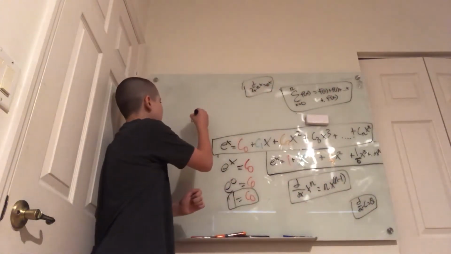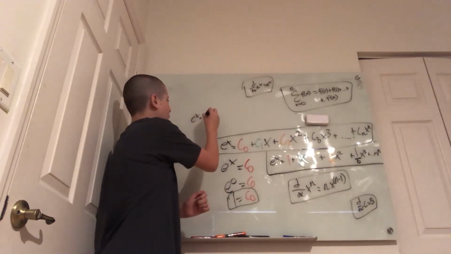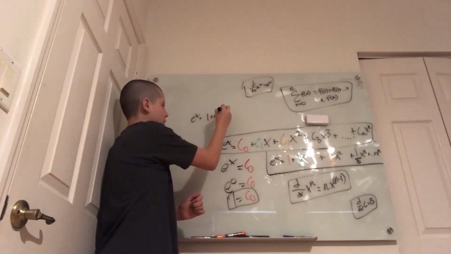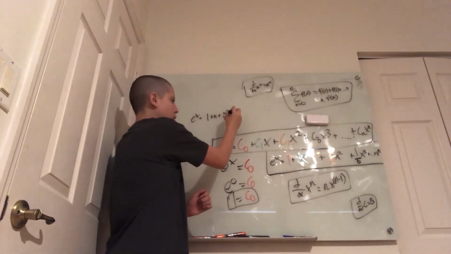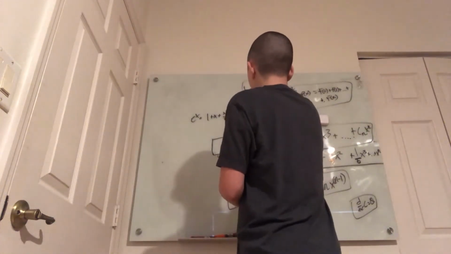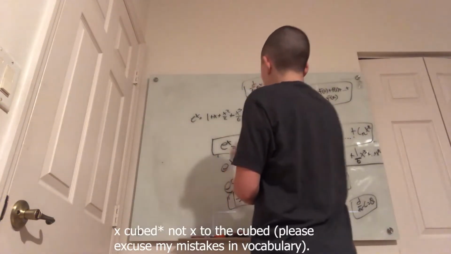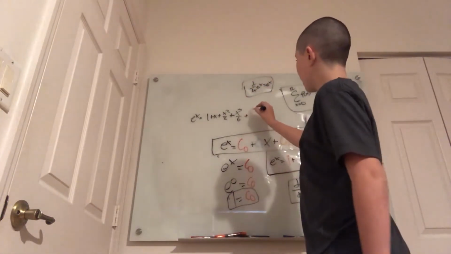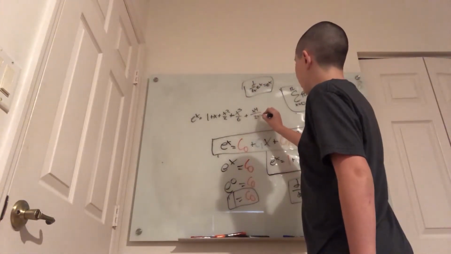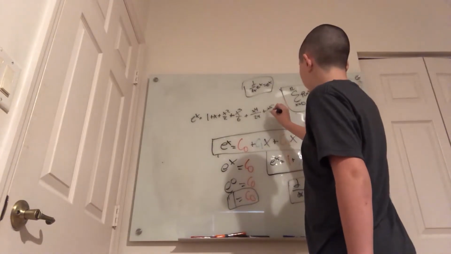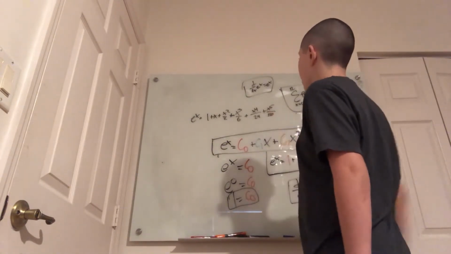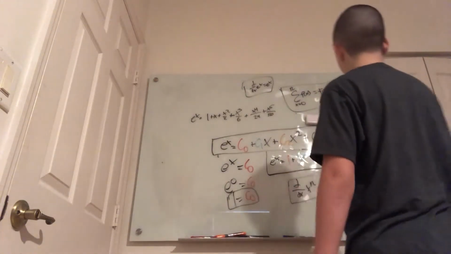And you notice that e to the x is equal to 1 plus x squared over 2 plus x cubed over 6, right? Plus x to the 4 over 24 plus x to the 5 over 120. I'm not memorizing this, I'm doing the factorials.